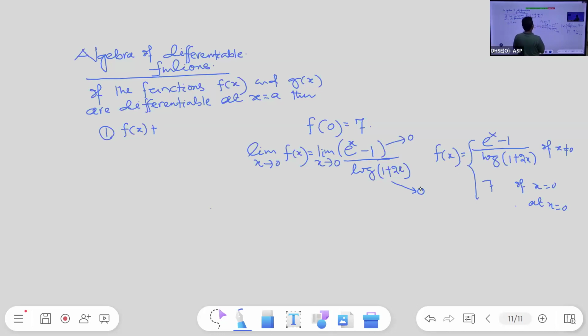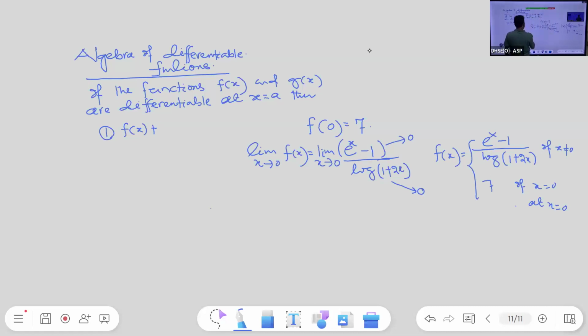Should I solve it by using L'Hopital's rule, or by using the standard formula of the limits? Quickly write down in the chat box. Nirmal: L'Hopital's. Okay, 0 by 0 form.